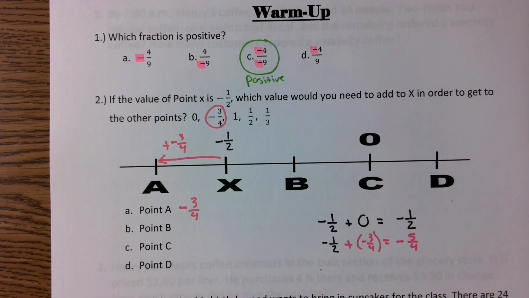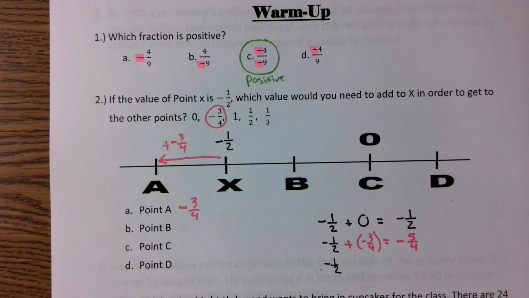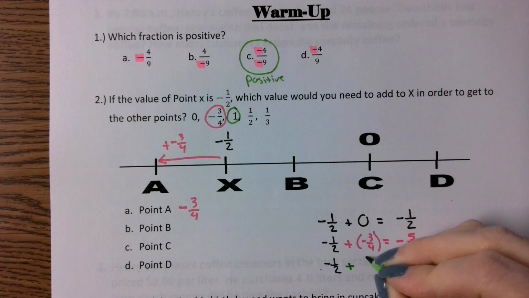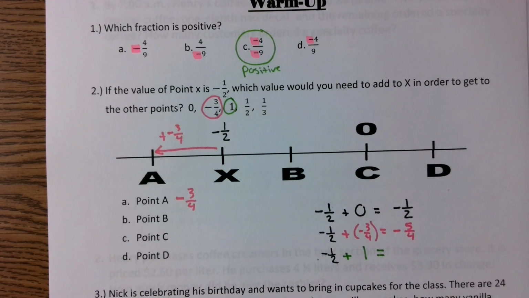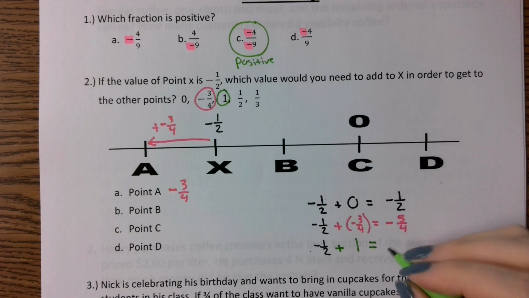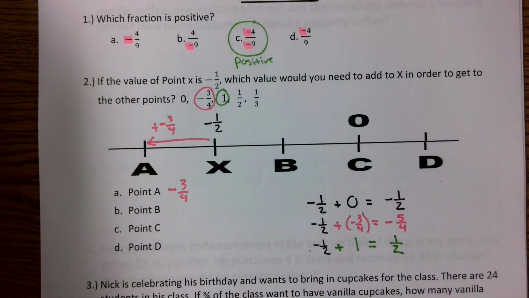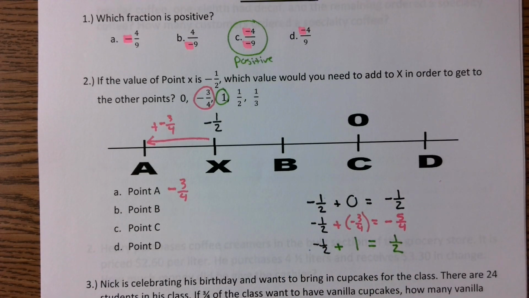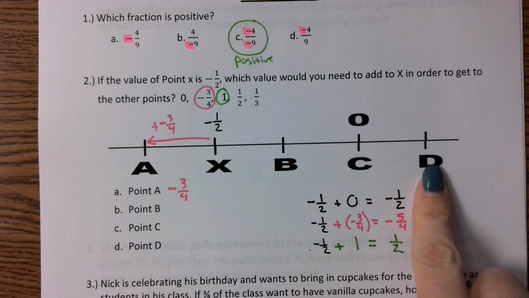Okay, what about when I add 1? When I add 1 whole, so I'm going to go ahead and I'm going to circle that in my green, and I'm going to add 1 whole. What is that going to equal? If I do negative half and I add 1 whole, that's just going to equal a half, right? A positive half. A positive half. So is that going to take me to B, C, or D? If it's a positive half, am I going to B, C, or D?